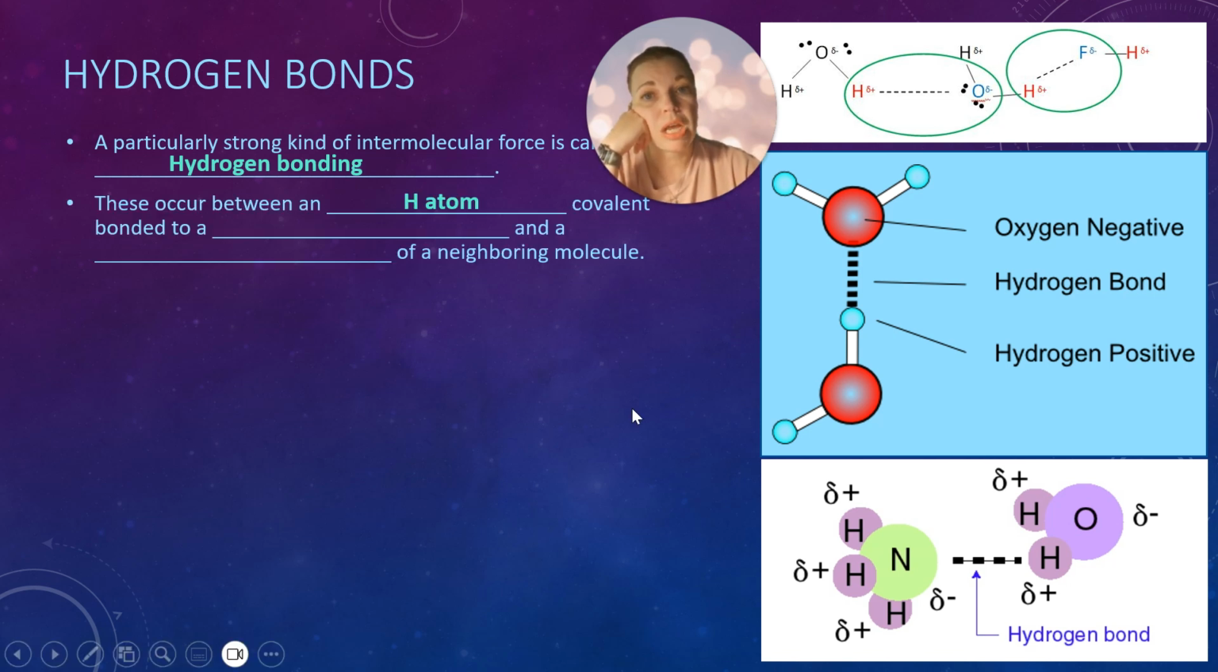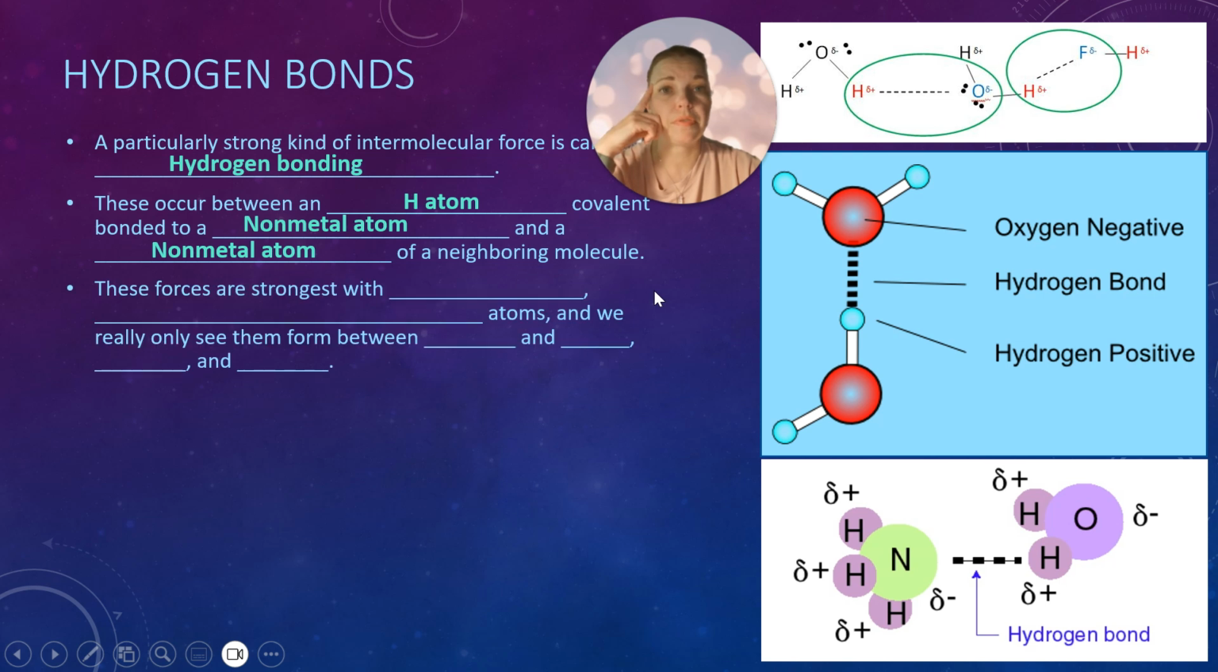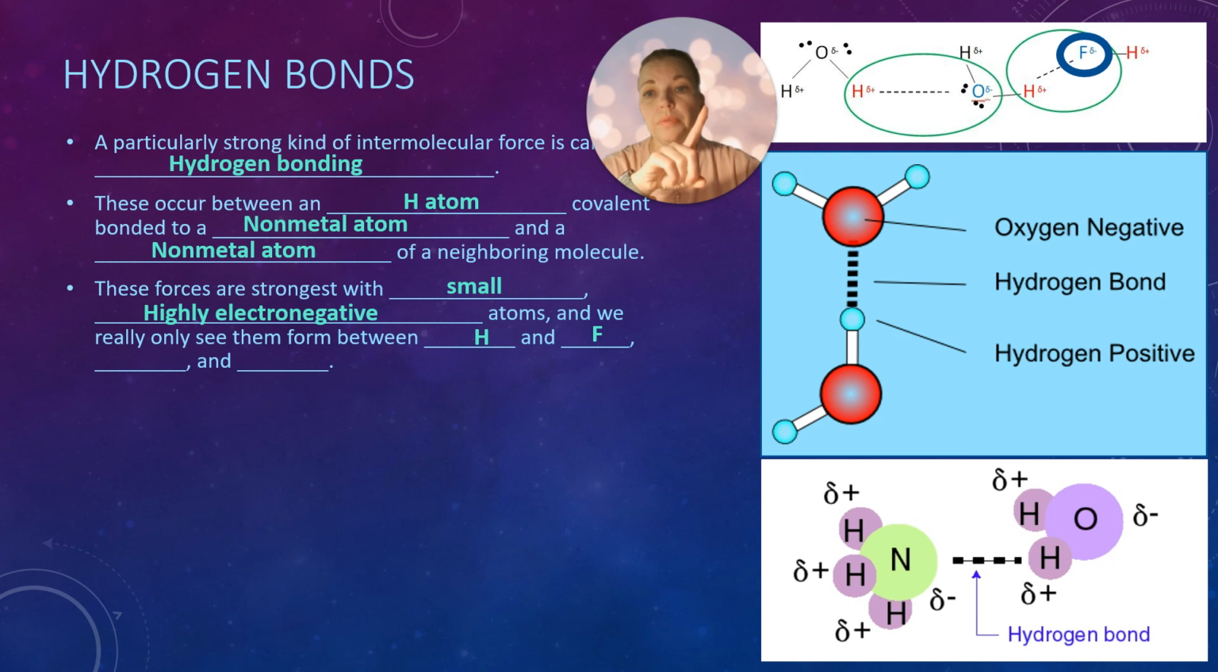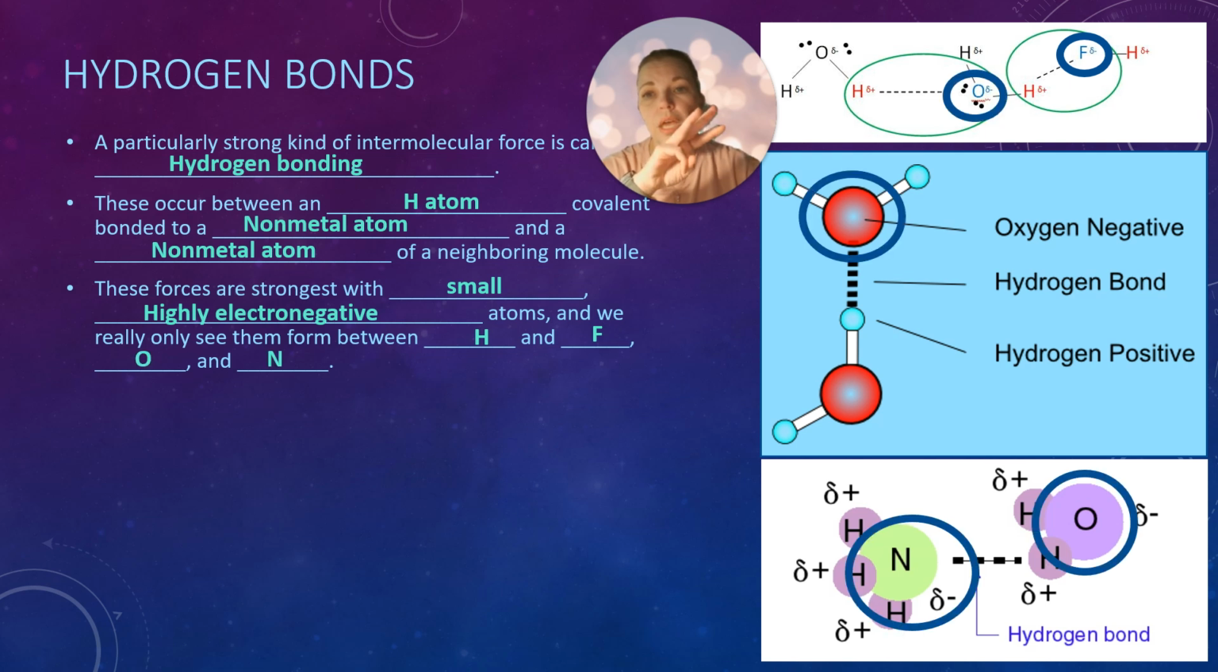They occur between a hydrogen atom covalently bonded to a nonmetal atom, and then attracted to a nonmetal atom of a neighboring molecule. So a hydrogen atom is covalently bonded to a nonmetal atom, and then that is attracted to the nonmetal atom of a neighboring molecule. Now, that nonmetal atom has specific requirements. It needs to be small, and it needs to be highly electronegative, and for those two reasons, in this class, we consider hydrogen bonds as only occurring between hydrogen and fluorine, oxygen, and nitrogen.